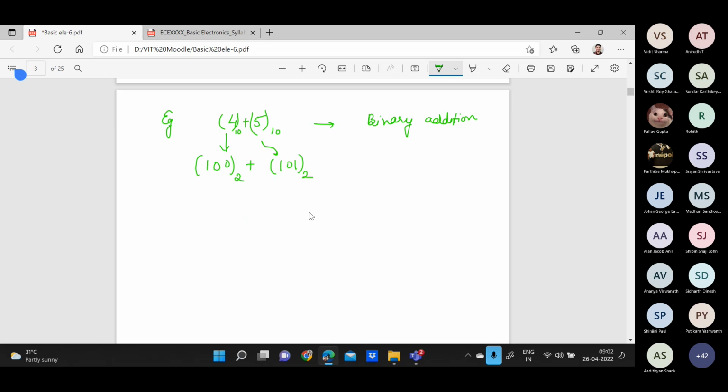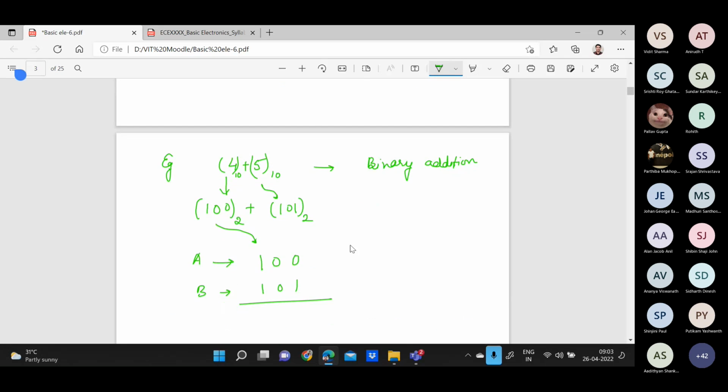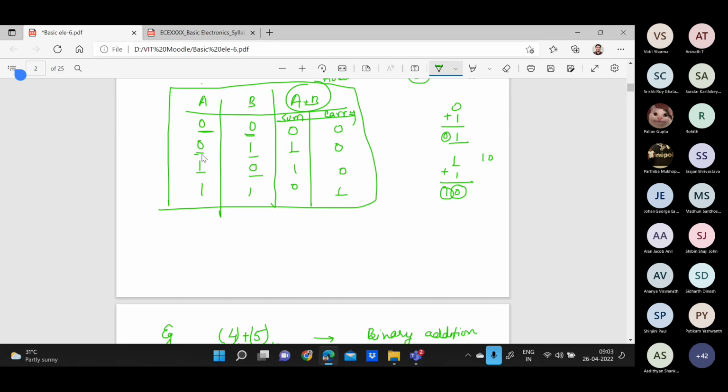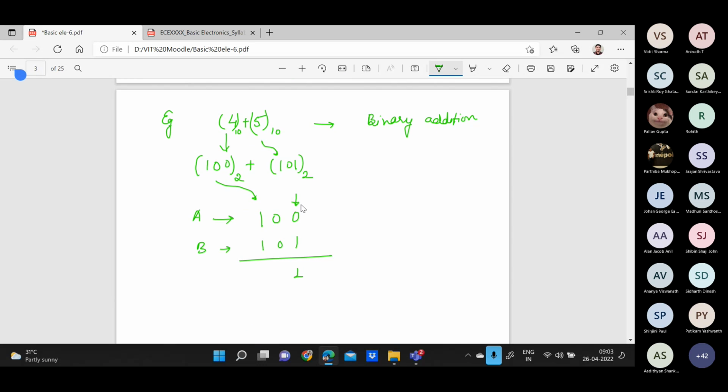So we need to add it, right? As you add in the decimal number system, you have to do the same thing here. You take 100, that is your A, and B is your 101. Now by this table, I have to add the respective digits. 0 plus 1 will give sum as 1, carry as 0. 0 plus 0 again gives 0, with carry 0.